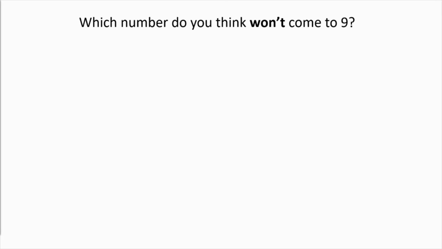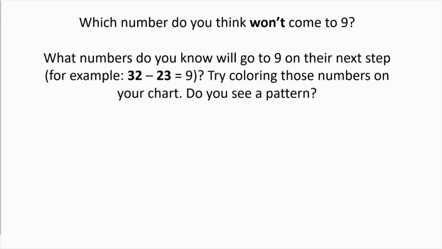Which number do you think won't come to 9? What numbers do you know will go to 9 on their next step? For example, 32 minus 23 equals 9. Try coloring those numbers on your chart. Do you see a pattern?